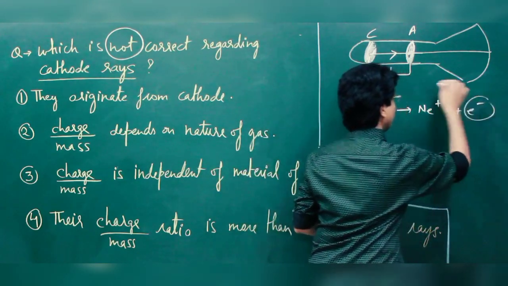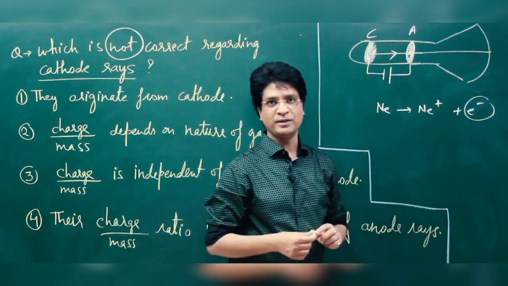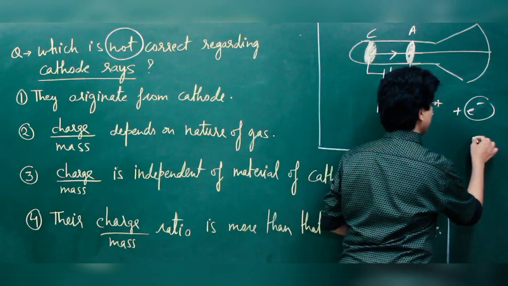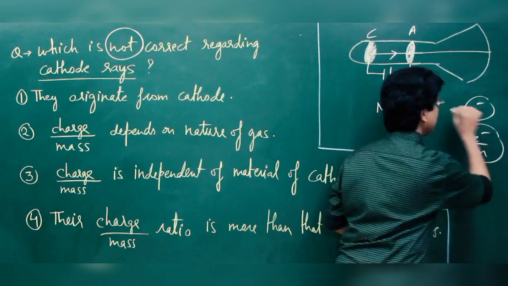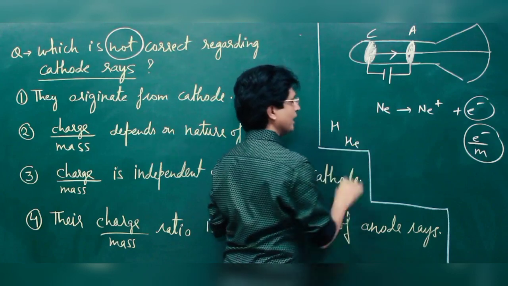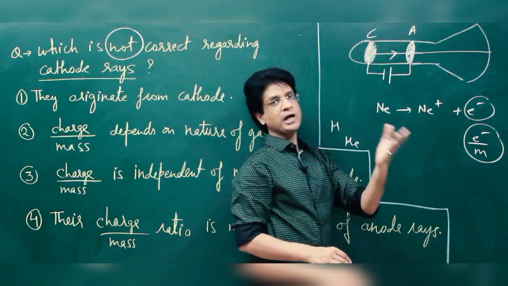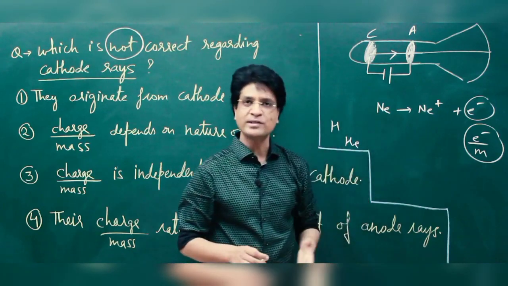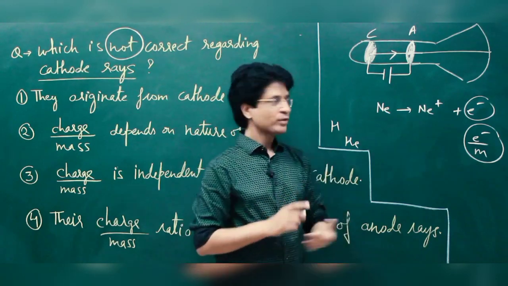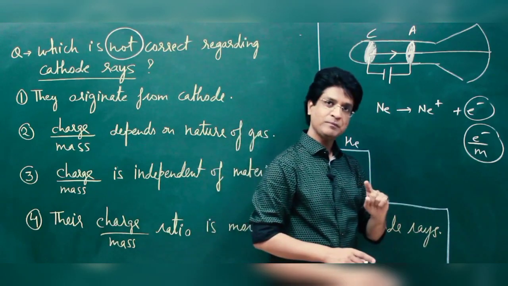Now for any atom, any element, the electron is the fundamental particle. It is same in every element. So its charge upon mass ratio is independent of the gas. You take neon, you take hydrogen, you take helium, they will all give electrons which are identical in nature. Their mass is same and their charge is also same. Their charge is 1.6 × 10^-19 coulomb, and their mass is 9.1 × 10^-31 kg.